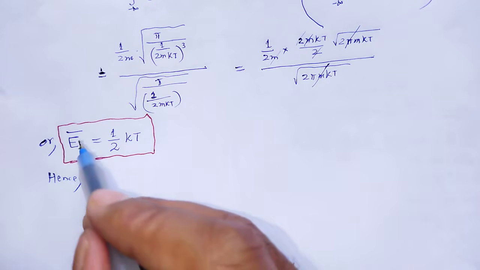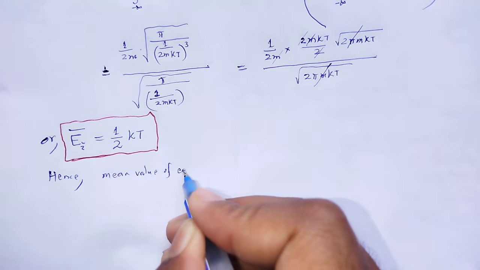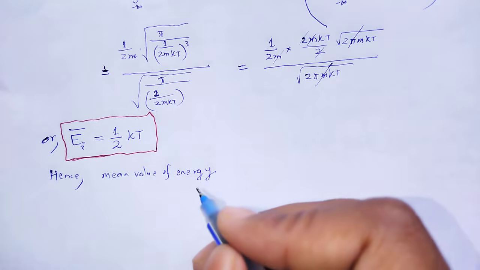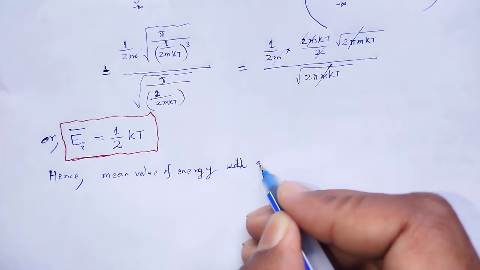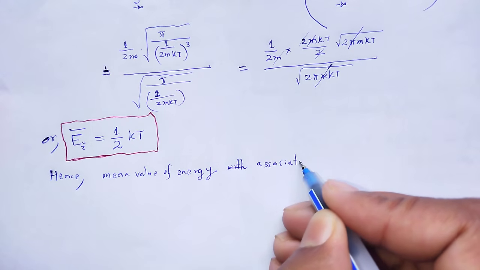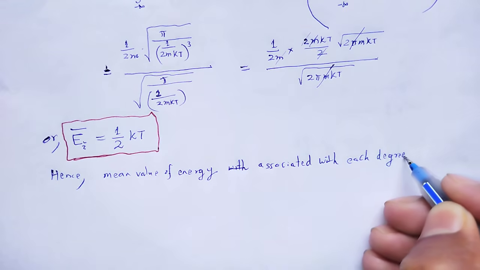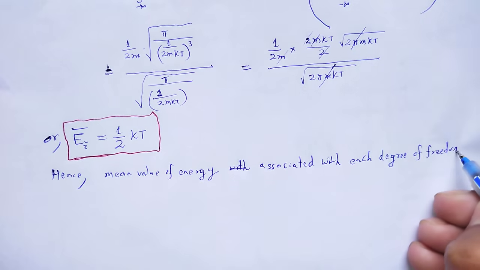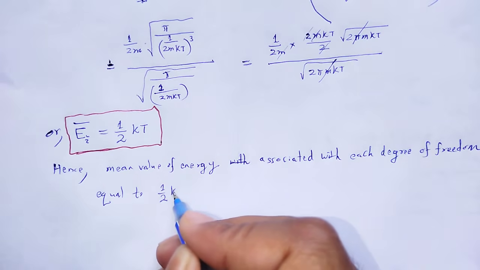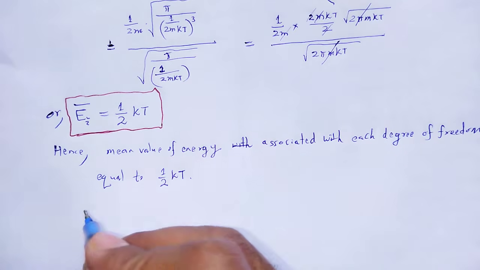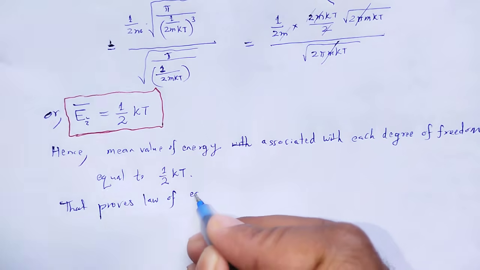We can write E_i, that is the mean value of energy associated with each degree of freedom, is equal to half kT, and that proves the law of equipartition of energy.